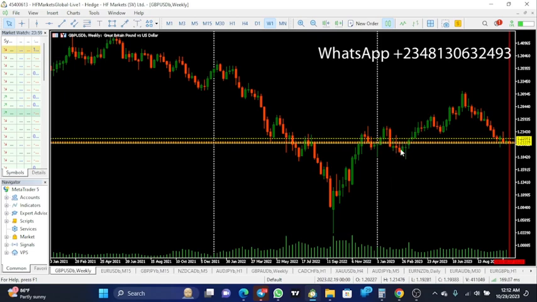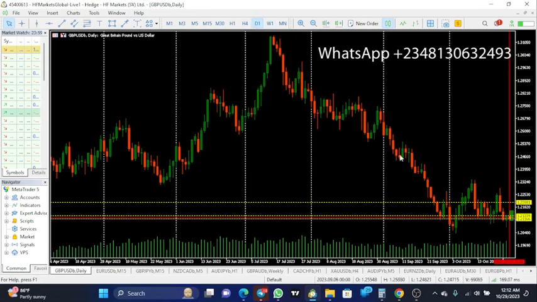demand zone. Price traded into it and pulled back. Weekly time frame, same. This other block here, price traded into it and pulled back. So having established that this is a strong zone that could cause a strong pullback or major reversal.